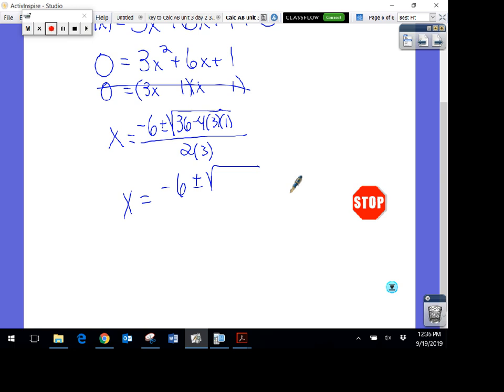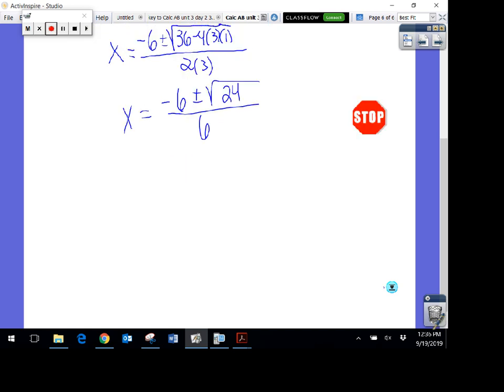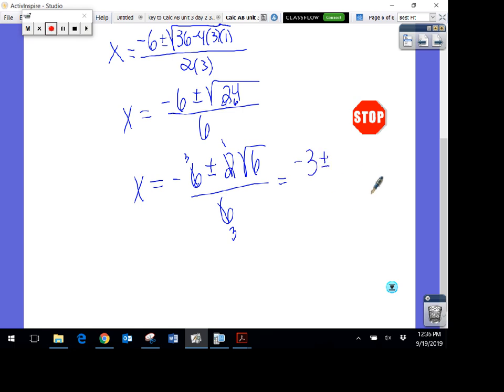So 36 minus 12, we get 24 over 6, which can be simplified to negative 6 plus or minus, that's 4 times 6, 2 root 6 over 6. Those 6's cannot cancel, but the 2 and the 6 can cancel. Divide by 2, divide by 2, divide by 2, and negative 3 plus or minus root 6 over 3.